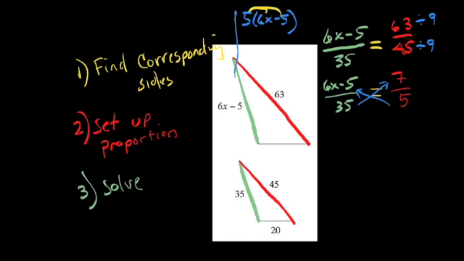So 5 times 6x is going to be 30x. And then 5 times negative 5 is negative 25. All I did is say 5 times 6x and then 5 times negative 5. And that's going to equal 35 times 7, which I had to do on a calculator. 35 times 7 is 245.